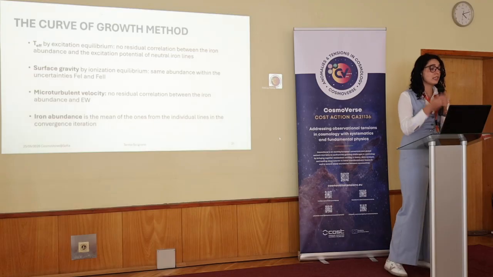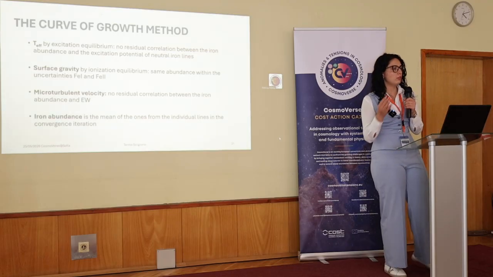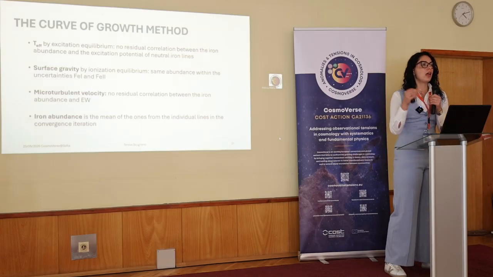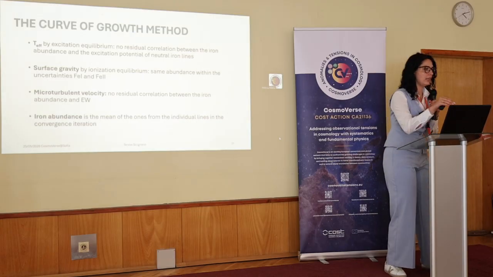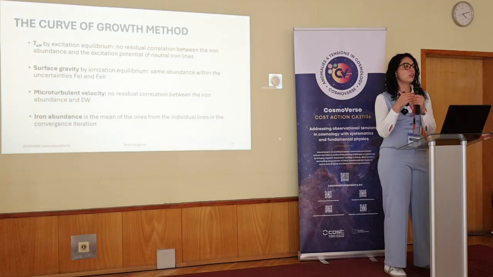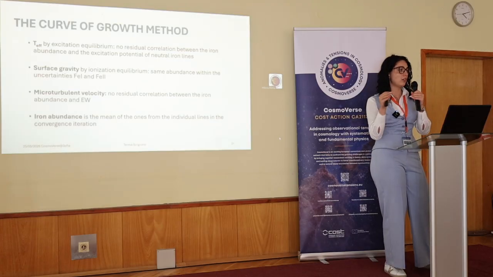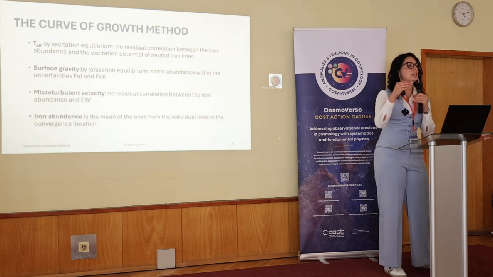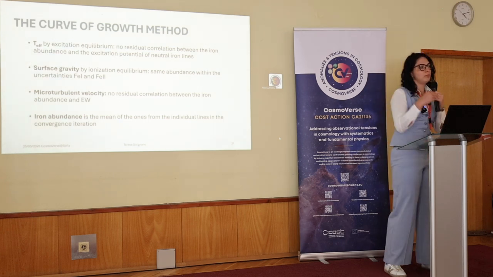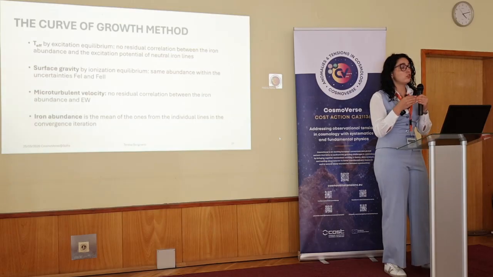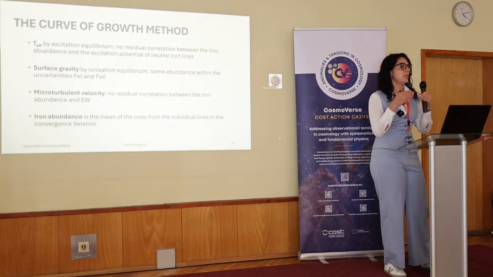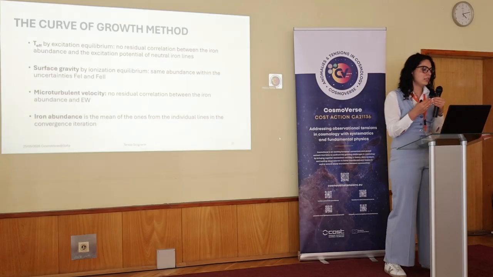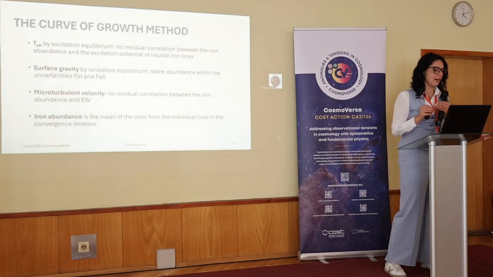For the surface gravity, we want the same abundances for iron 1 and iron 2. This is because we have seen that the iron 1 line and the iron 2 line are not formed in the same layer of the star. So this means that they are linked to the surface gravity in a different way. And their abundances should be the same, because they are the same element in the end. So if we minimize this, we have a proxy for the gravity.